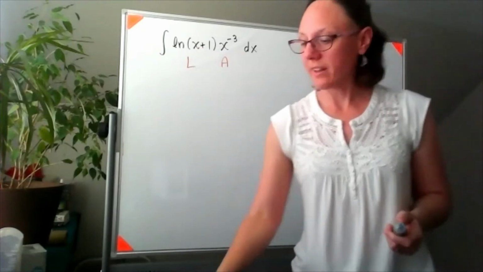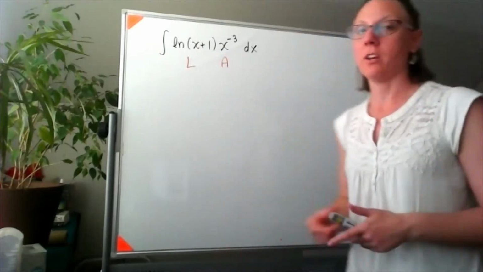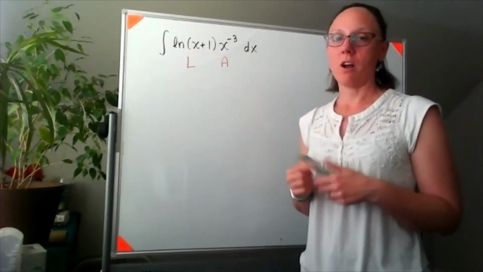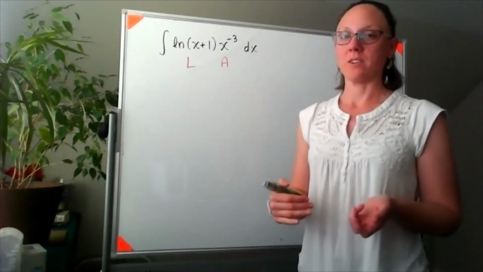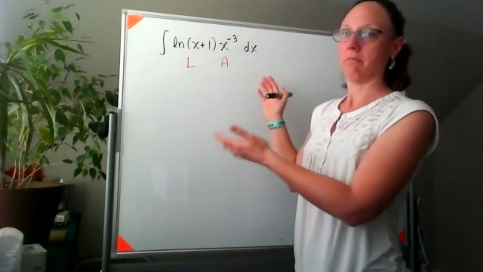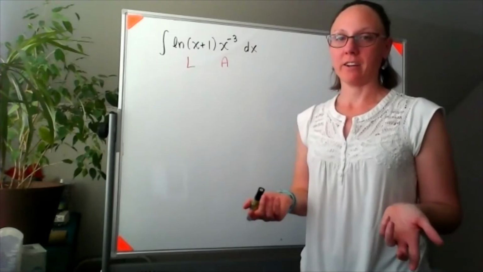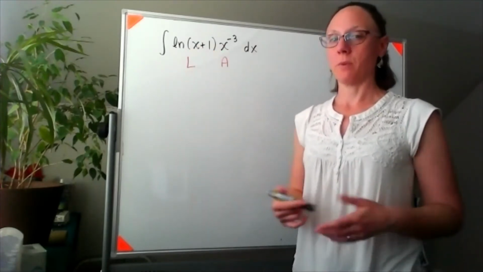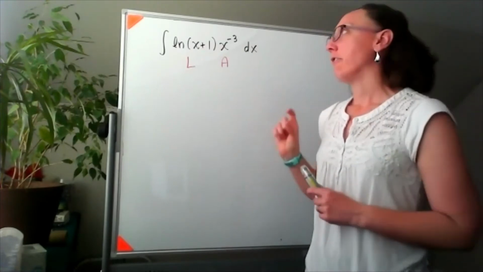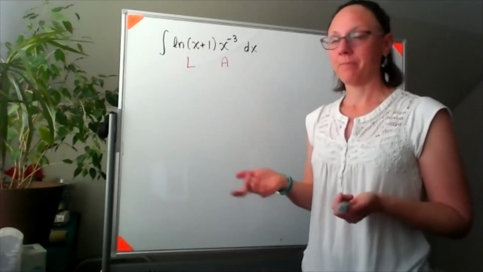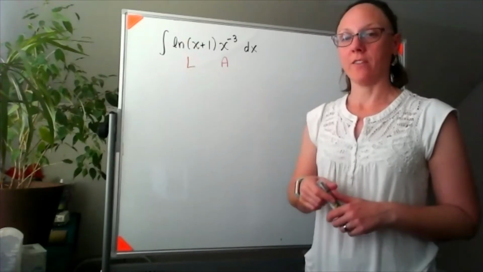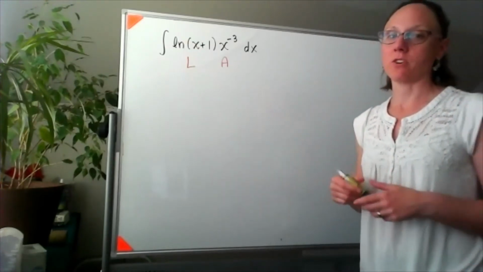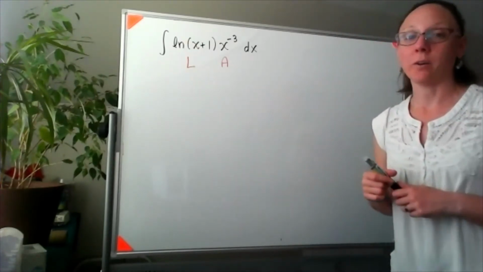I'm still quickly going to check for that u substitution. The derivative of natural log of x plus 1 would be 1 over x plus 1. I don't have that. And the derivative of x to the negative 3 isn't going to help me get rid of a natural log. So this must be integration by parts. Following our rule of LATE, logs come first, or that L comes first in the word LATE, which means that's going to become my u.